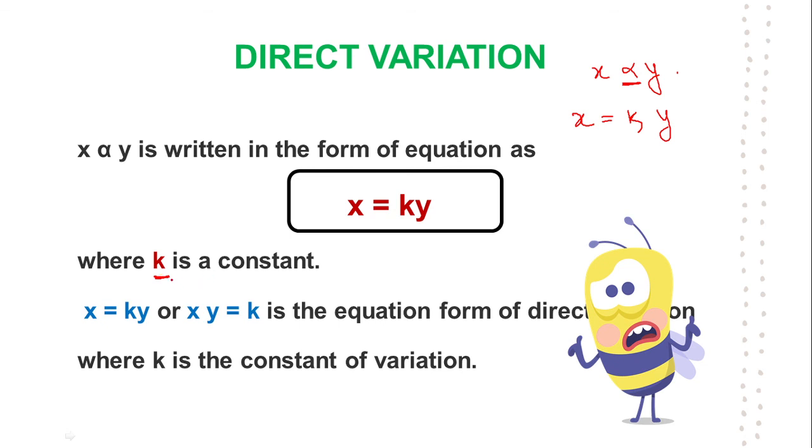Now what is that constant? Like 1 upon 20 in the case of the donuts. How to do this? We will see that while solving the examples. Now, x equals ky or x by y equals k is the equation form of direct variation, where k is the constant of variation. Here what you have to remember is you will lift the proportional sign and insert equal to k into it. Then that is nothing but the equation of direct variation.